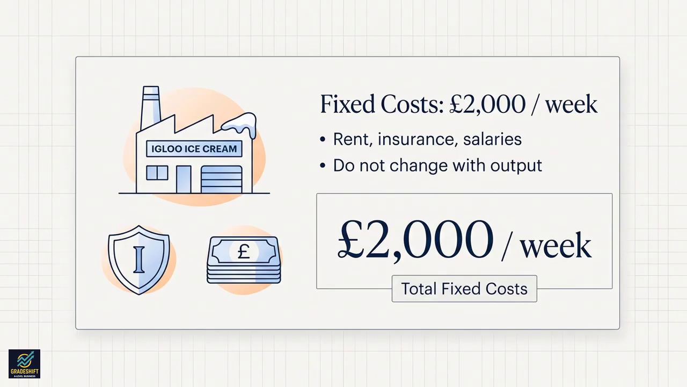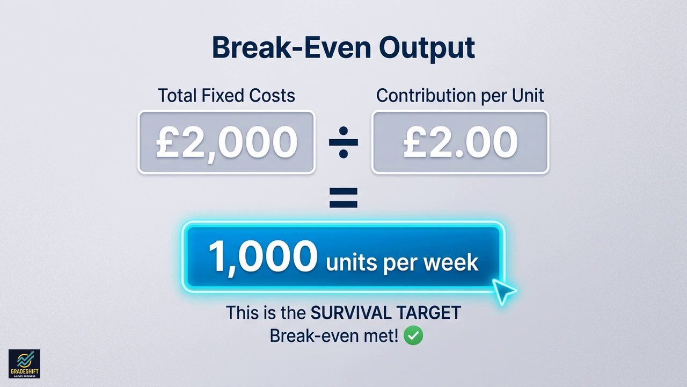Next, we need to factor in Igloo ice cream's fixed costs, which are £2,000 per week. These are costs like rent and insurance that do not change regardless of how many ice creams are produced. Using our formula, we divide the fixed costs of £2,000 by the unit contribution of £2. This gives us a break-even output of exactly 1,000 units per week. That is their survival target.